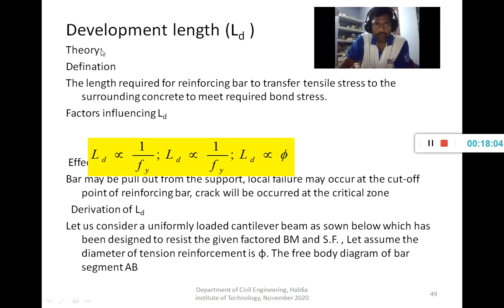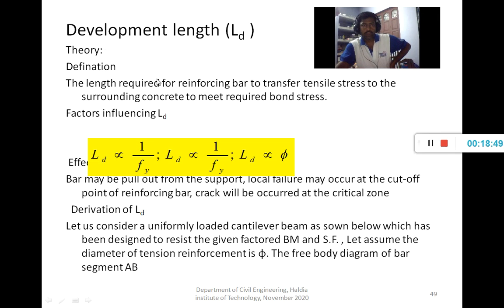Now the next, very important check that you have to make in every design, in every RC member design, is the development length. Generally it was seen that at site this criteria is not properly checked. If this criteria is not fulfilled, then the local failure will occur or cracks will take place.